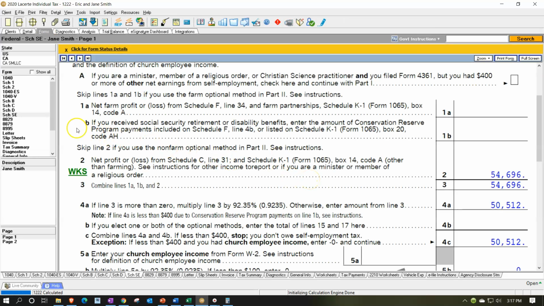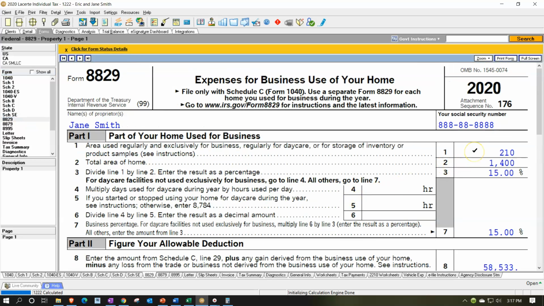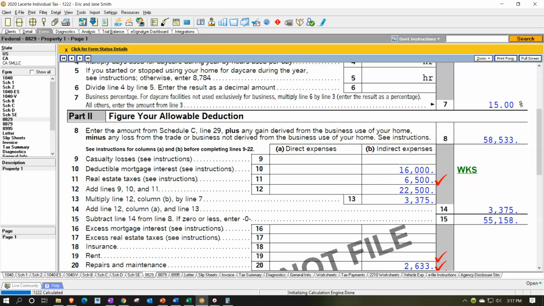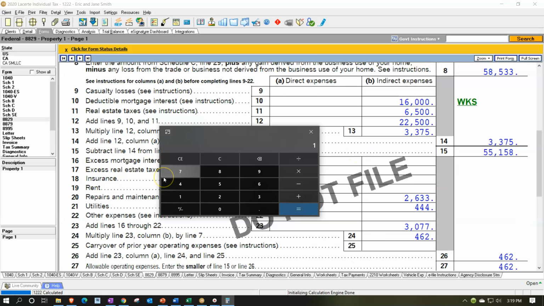So now we've got our forms for the home office, the 8829. Basically we're taking that 210, which is the square footage of the home office, and the 1400, dividing that out, 210 divided by 1400, that ratio was 15%. And so now we're doing our allocation of the 15% to basically all these items that are the indirect items. That being the 16000 plus the 6500. That gives us our 22500.